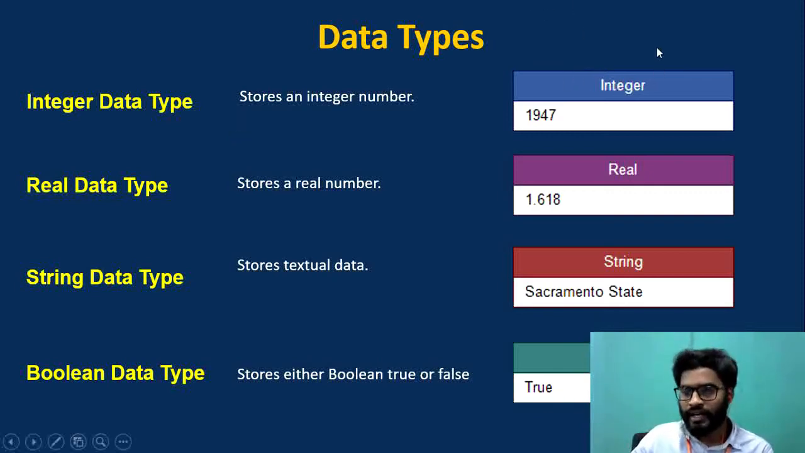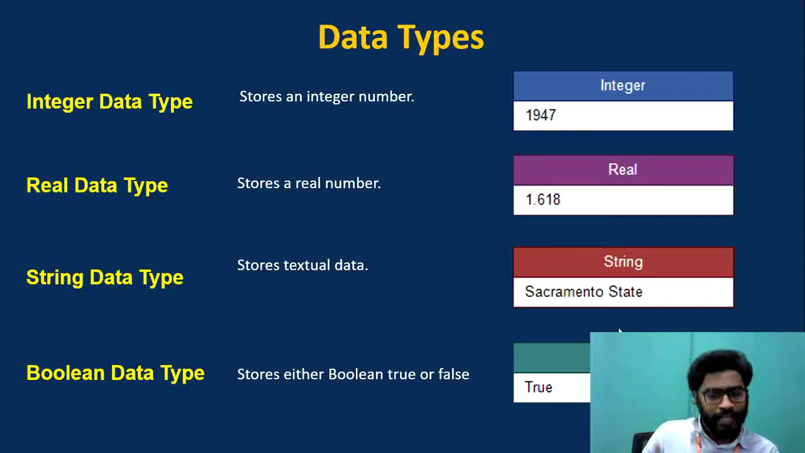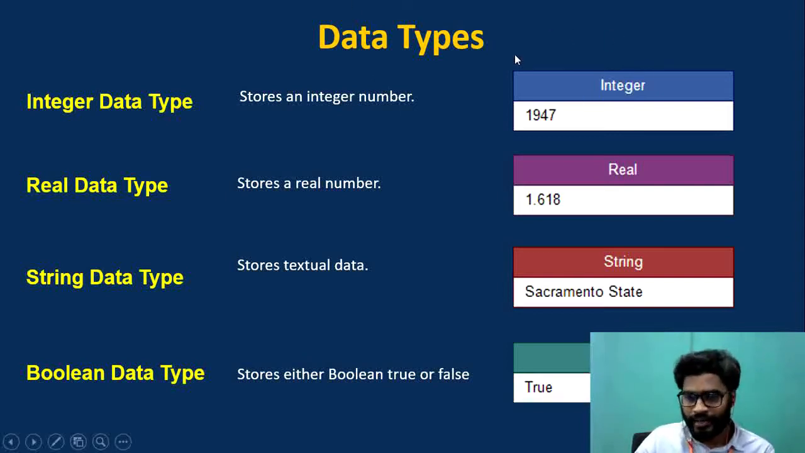So this is the color for integers, this is the color for real variables, this is the color for strings, and this is the color for Boolean. So that when the program is getting executed, you can easily identify what type of data it is. Each and every variable will be displayed along with its color.